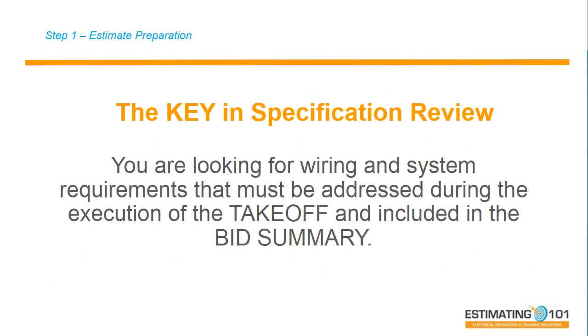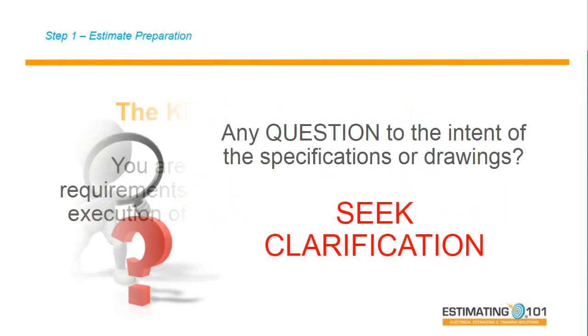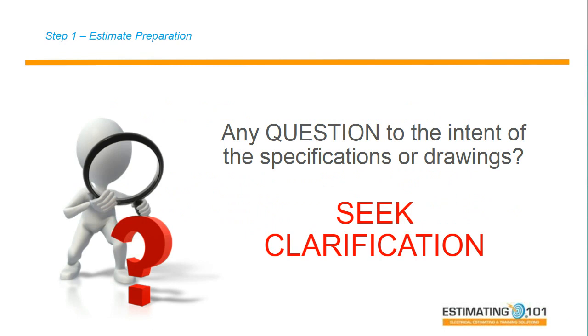So the key, in my mind, for specification review is you are looking for wiring and system requirements that must be addressed during the execution of the takeoff and included into the bid summary. So you're looking for products, how to install it, count and measure it accurately when you're taking it off, and then you've got to summarize it with a bid summary, and we'll talk about those components a little bit later. It is very important. Any question to the intent of the specs or the drawings, the estimator must seek clarification. It is vital that you find out.